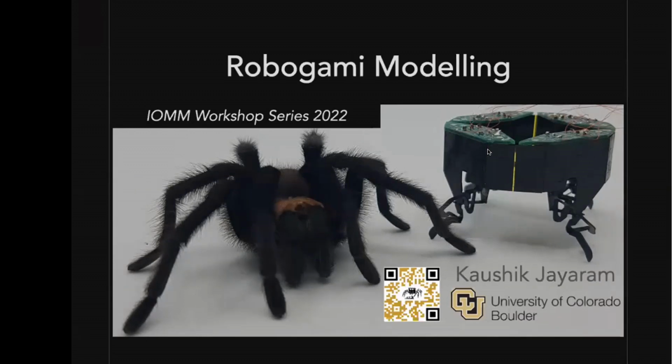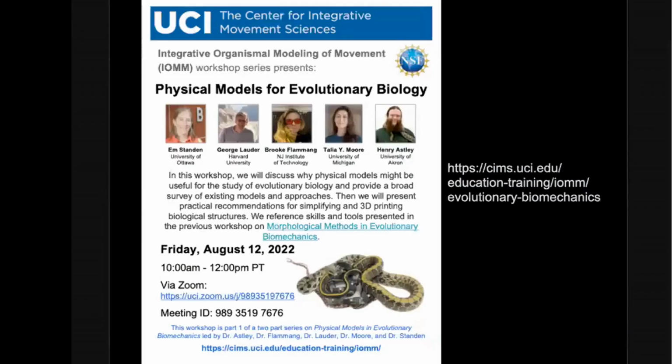And I want to start off by saying a big part of our group's research, in addition to building robots with increasing capabilities, is that robots really offer us a really nice way to understand and test hypotheses of biological systems. And we had a great workshop just a few weeks ago with a number of people talking about the utility of physical models.